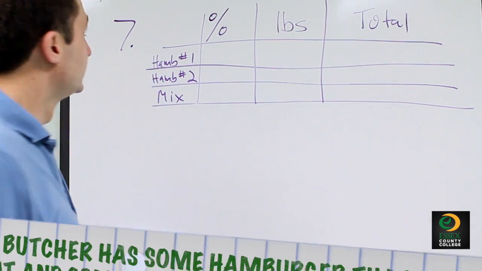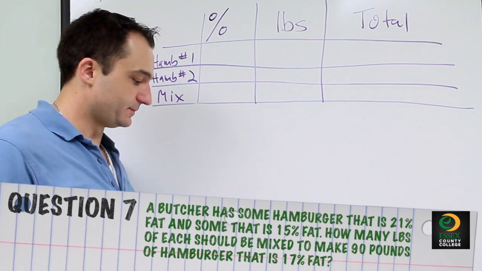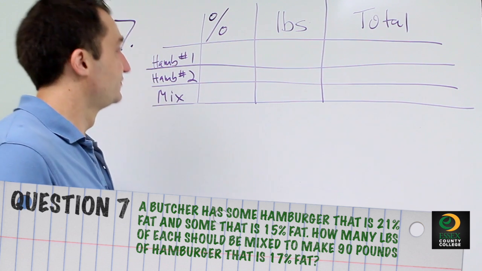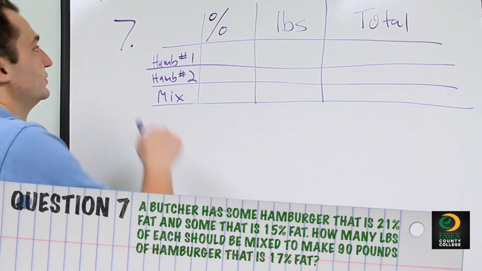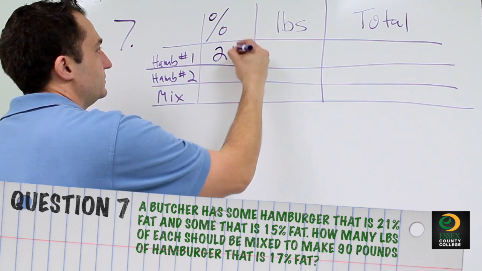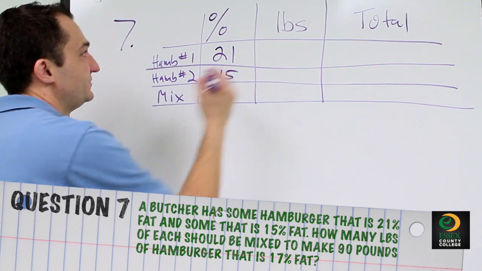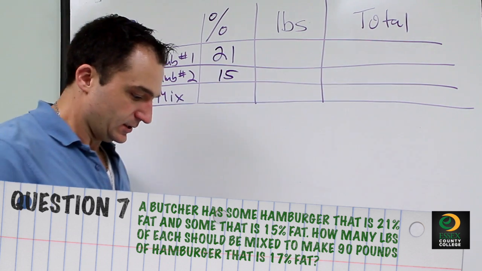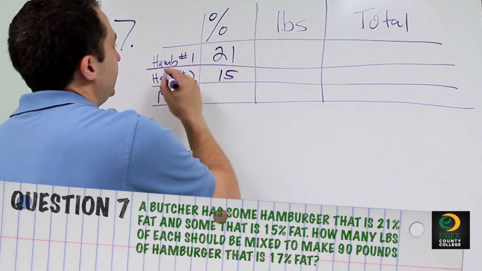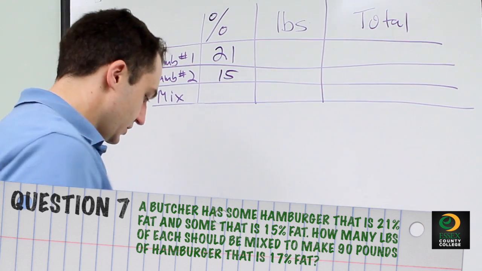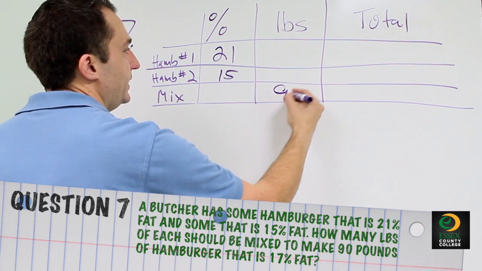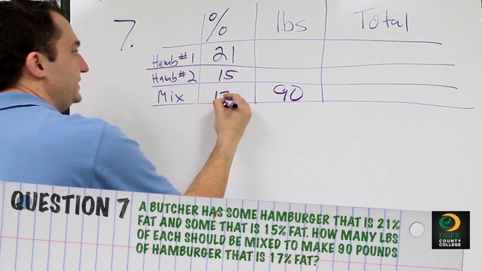Problem number 7 is a word problem, and it states a butcher has some hamburger that is 21% fat and some that is 15% fat. So those are hamburgers 1 and 2. The first one is 21% and the second one is 15% fat. How many pounds of each? So how many pounds of hamburger number 1 and how many pounds of hamburger 2 are used to make 90 pounds of a hamburger that's 17% fat?